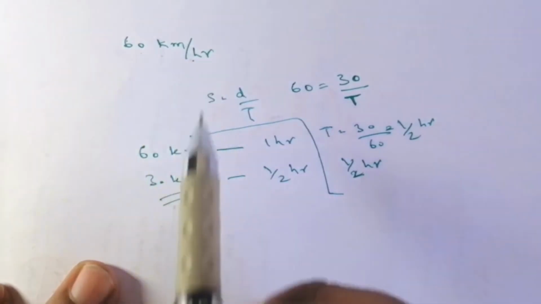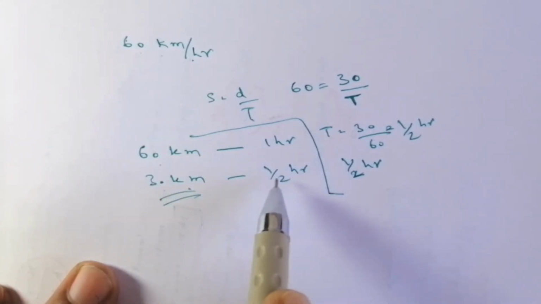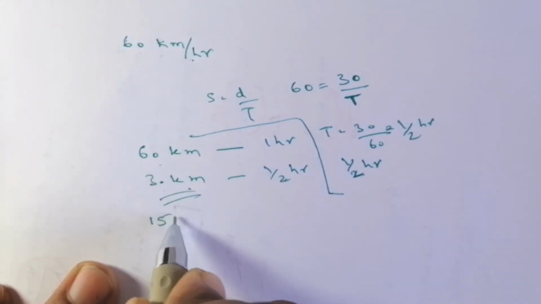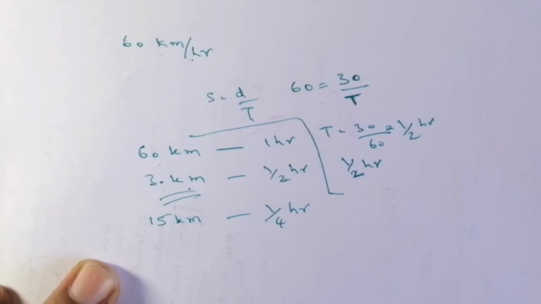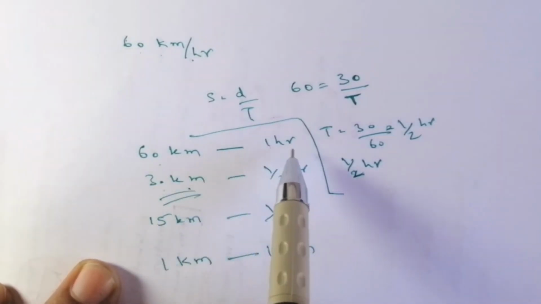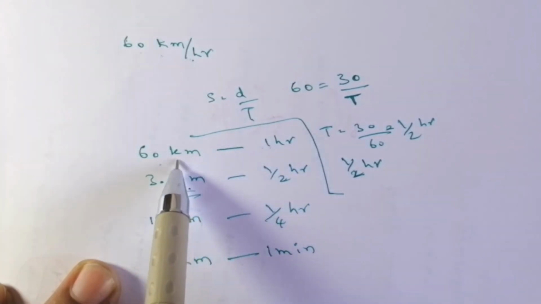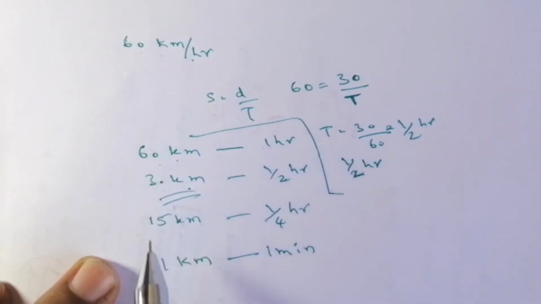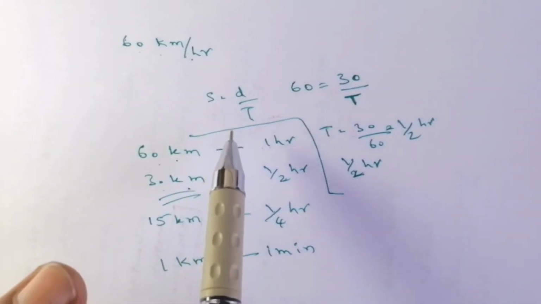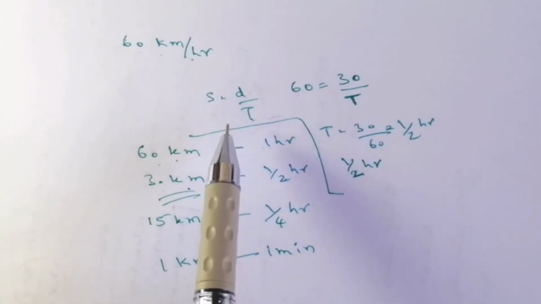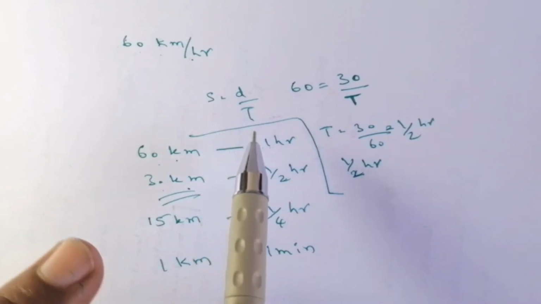Like this, 60 kilometers take 1 hour, 30 kilometers take half an hour, then 15 kilometers are going to take 1 by 4th hour. We can do many things like this. For 1 minute it moves 1 kilometer: 1 hour is 60 minutes, so in 1 minute it moves 1 kilometer. You should practice enough problems so that you get a direct idea of how to solve them easily. We do have to represent in the formula, but all the time it is not required. Speed equal to distance by time.